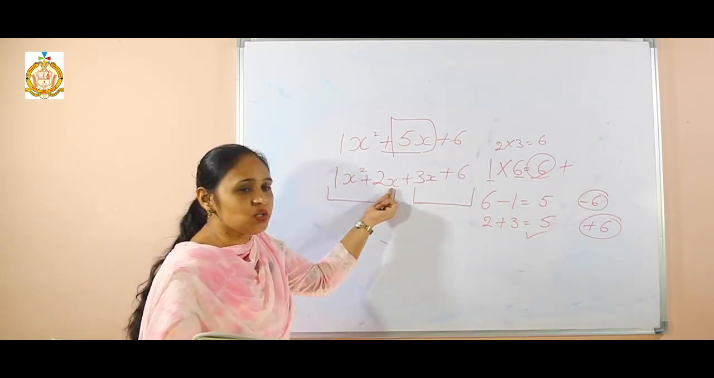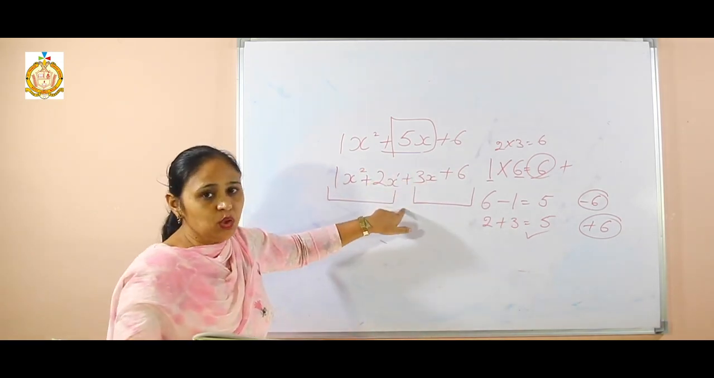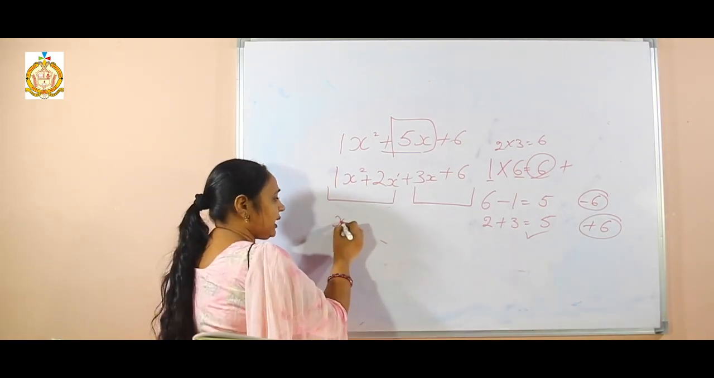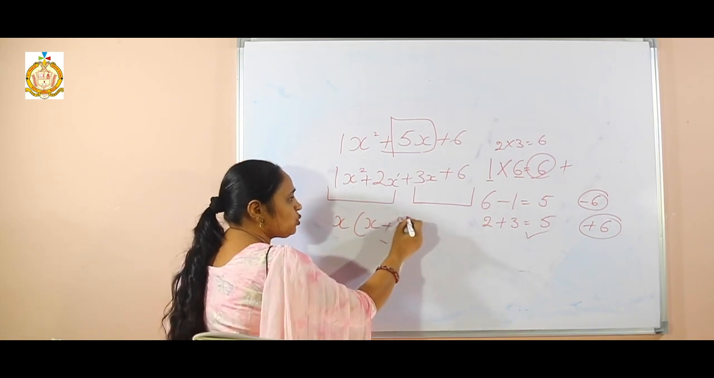Now I have to see what is common here. x raised to power 2, x raised to power 1. I take the lowest value. x is common, the number is not common here, so I leave it. I take x. Now 1x is taken, 1 is left. x is taken, only 2 is left.